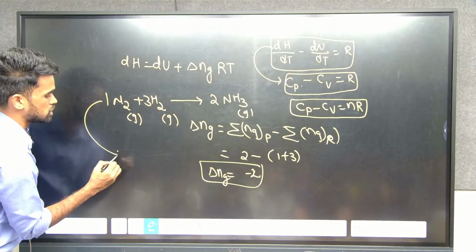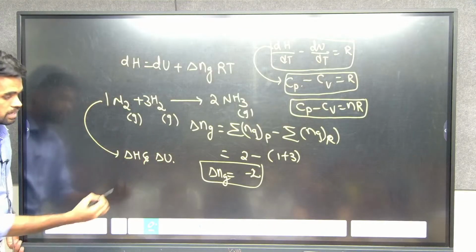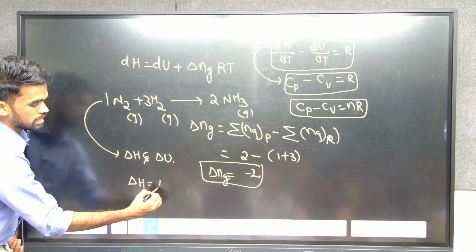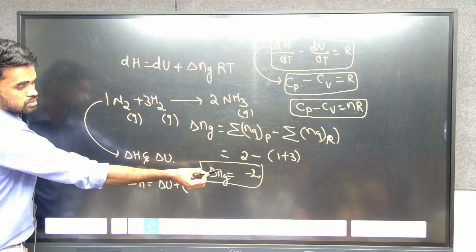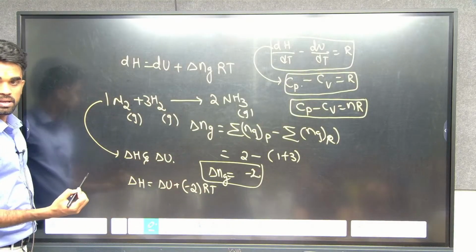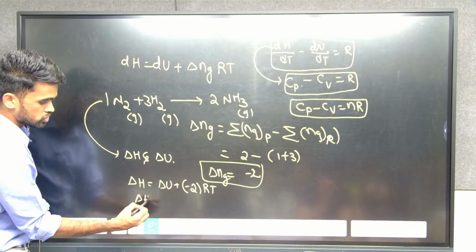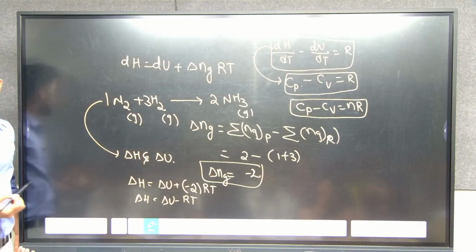Now they will ask the relation between delta H and delta U. How can you write this? Delta H equals delta U plus delta Ng RT. What is delta Ng we got? Minus 2. So finally delta H equals delta U minus 2RT. Like this we can write.